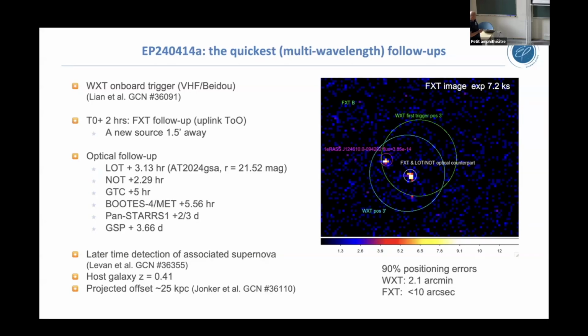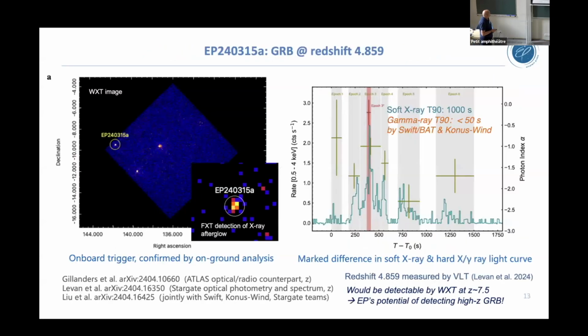And they found the origin of the source was the host galaxy at a redshift of 0.41. On the 15th of March, I'm not doing it in chronological order, there was another transient in March, just at the side of one of the modules. There was a follow-up with the follow-up X-ray telescope, and it was detected. There was then optical and radio follow-up. They found the galaxy with a redshift of 4.9, which is quite far away.